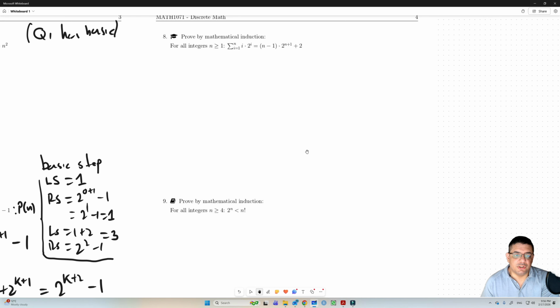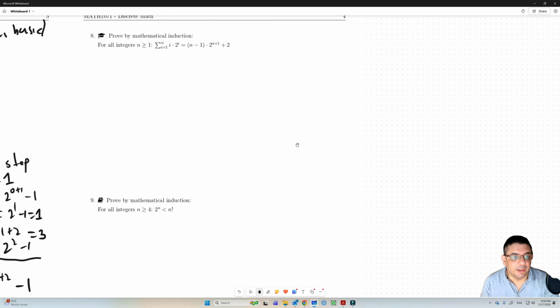Now let's do question 8. Question 8 here is saying: prove by mathematical induction that for all integers n bigger than or equal to 1, the sum from i equals 1 to n of i times 2 to the i is (n minus 1) times 2 to the n plus 1, plus 2. So this one has a complicated formula, but the idea is exactly the same.